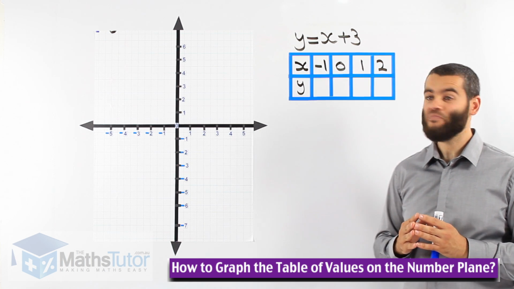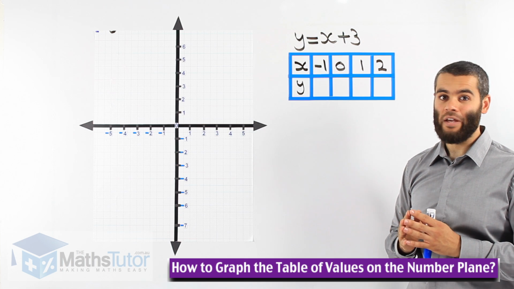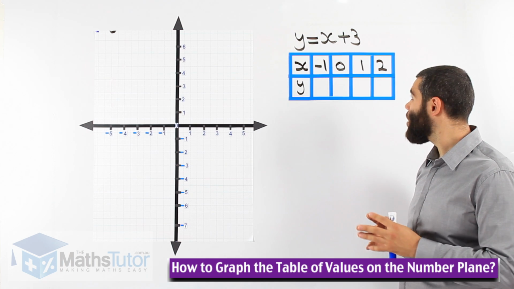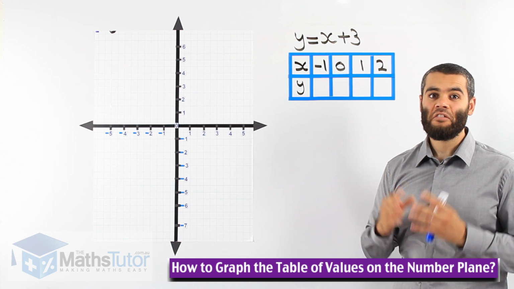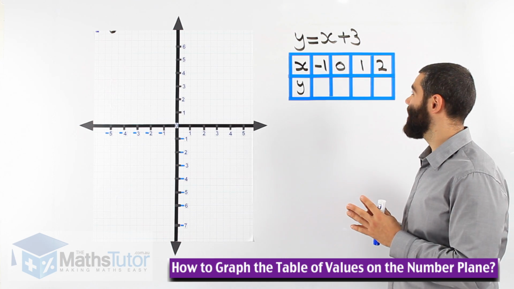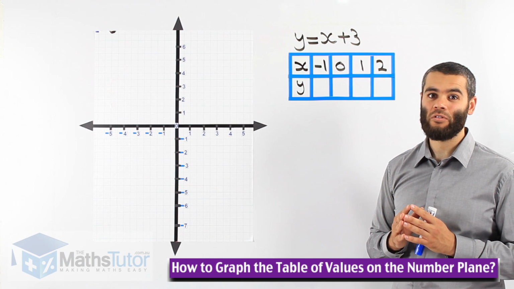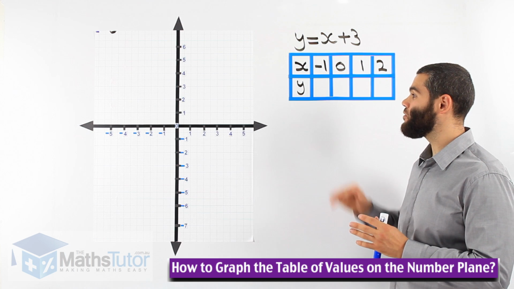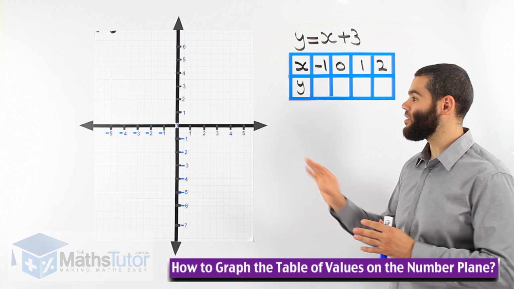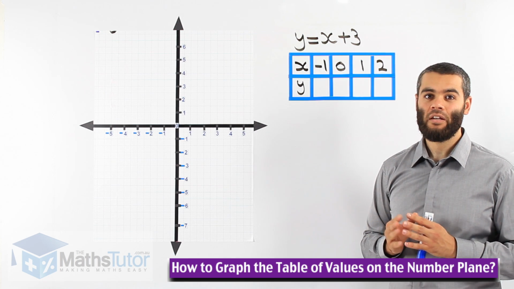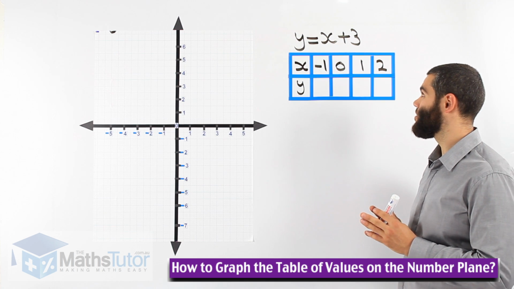What we're going to do is we have a rule, an equation. Now this rule says y equals x plus 3. So y is going to have the value of x plus 3. Let's see how we're going to do that. We'll complete the table and then we're going to graph it on the number plane, and I'll be telling you more about the number plane next as well. The table of values, let's start with that first.